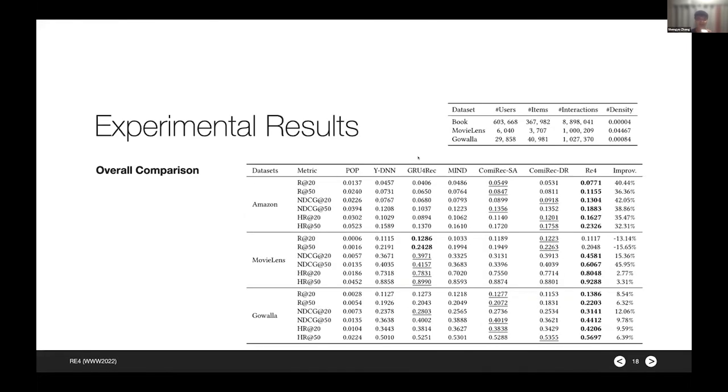So we conduct experiments on three widely used recommendation benchmarks: the Amazon review dataset, MovieLens, and the Gowalla. We compare our model with many multi-interest baselines. For fair comparison, we mainly follow ComiRec to choose baselines. From the results, we observe that RE4 can consistently improve those designs, and especially we can achieve substantial improvement on larger scale datasets, the Amazon review dataset.